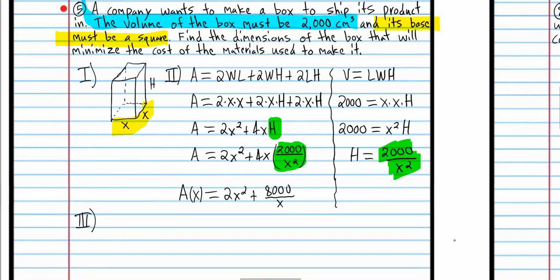Now we're going to find the derivative. That's the 3rd step, because we're going to set the derivative equal to 0 and find the critical numbers that may maximize or minimize whatever we're trying to maximize or minimize, in this case the surface area, because we want the least cost, the minimum cost, which means we need the minimum amount of material, which means we need the minimum amount of surface area.